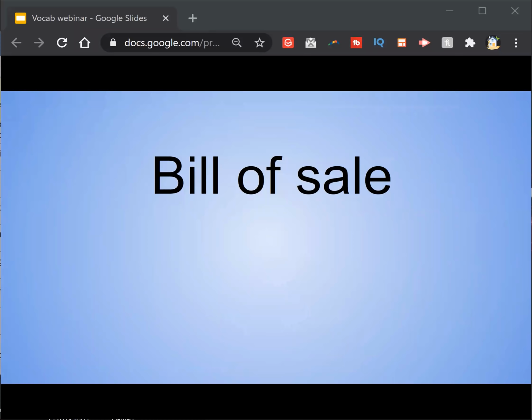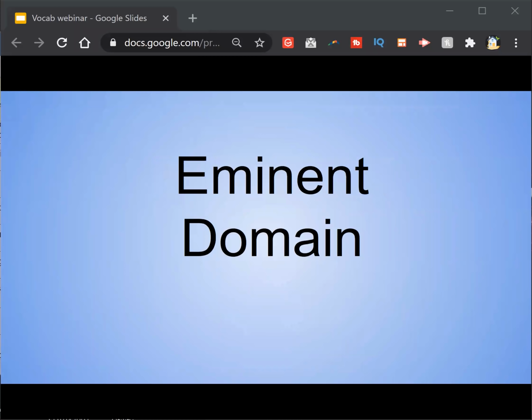So next one, eminent domain. What is eminent domain? That's one of our government powers. So type that in the chat if you're with me live. What is eminent domain? One of those government powers. And this is one that's sometimes controversial too.